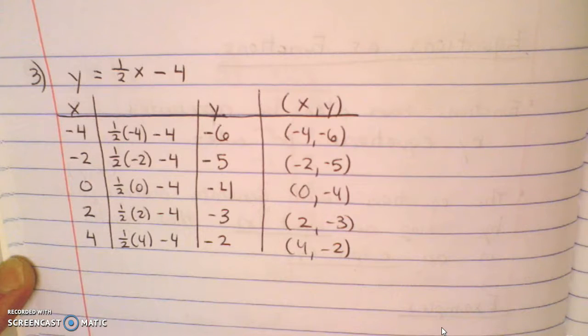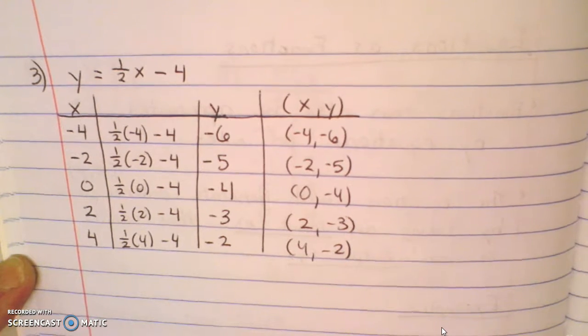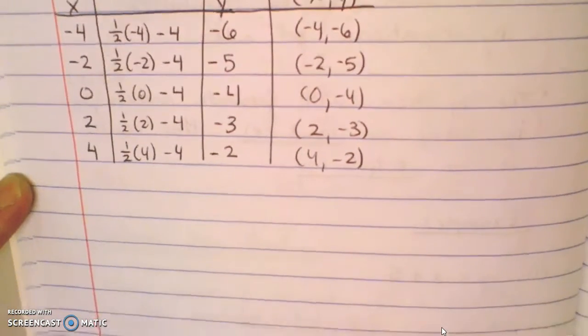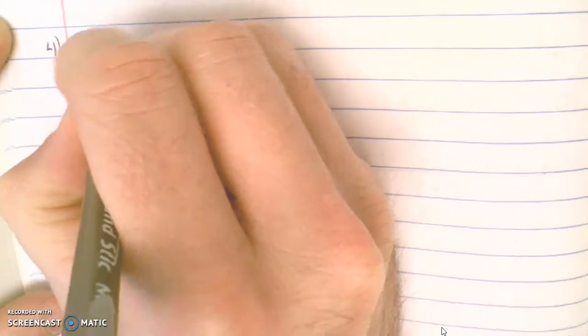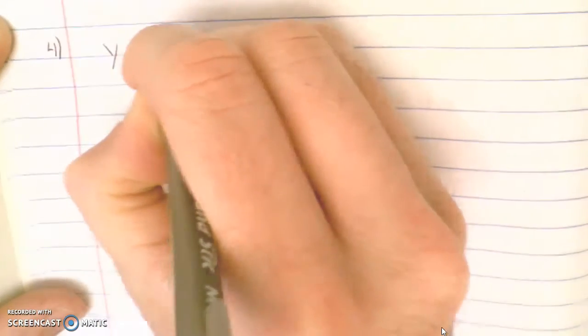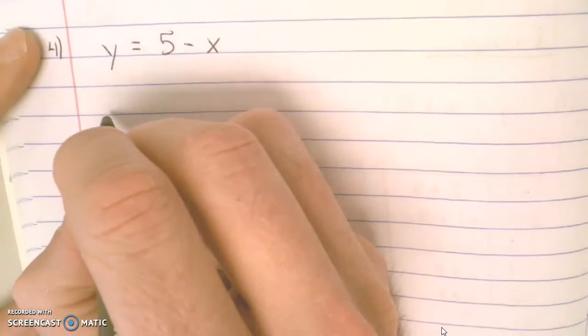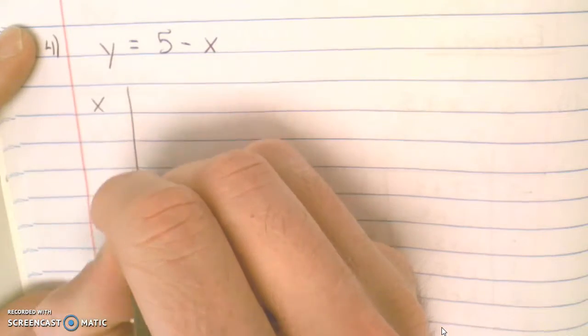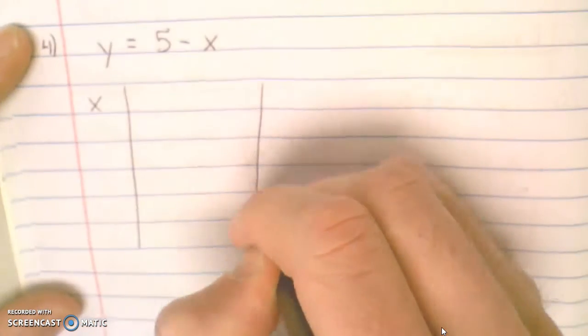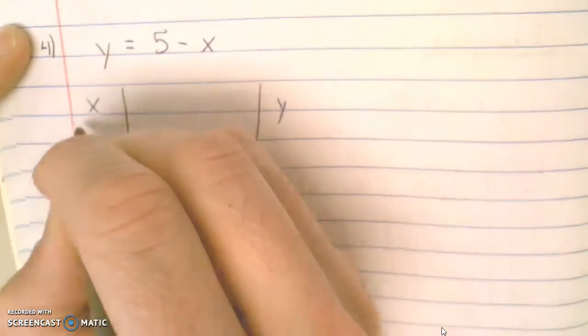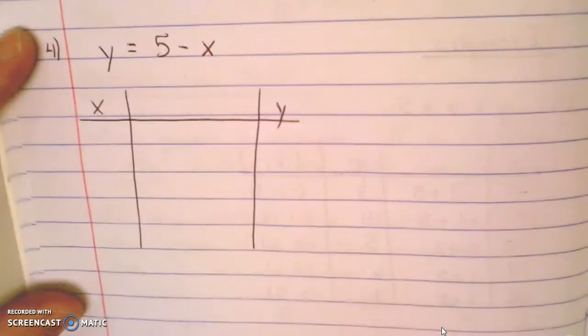So the last example to look at, we're just going to rewrite the equation in a different way. But we'll follow the same steps. We just have to make sure we're applying the right order of operations. So let's say I gave you an equation that looks like this. 5 minus x. So I'm going to list my x values to get my y values.